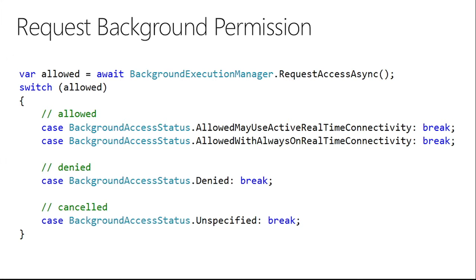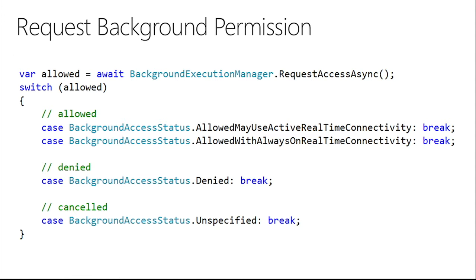Now, there used to be this thing with background tasks. You had to be on the lock screen in Windows 8.1. This was a cause of great pain to people, because not all the apps that run in the background want to be on the lock screen. It didn't make a lot of sense. Anyway, you still have to ask for access, but you don't have to be on the lock screen anymore. You've got to check the status that comes back. If you get back one of the allowed ones, and there's two flavors, AlwaysOnRealTimeConnectivity and AllowedMayUseActiveRealTimeConnectivity, there are edge cases where you might want to do something slightly different, but essentially those two mean you're good. Denied means no, you can't run in the background.